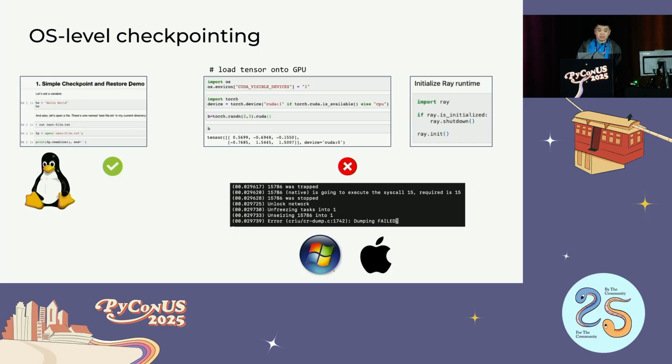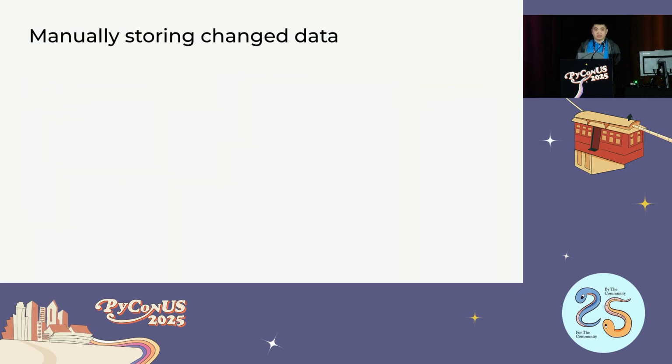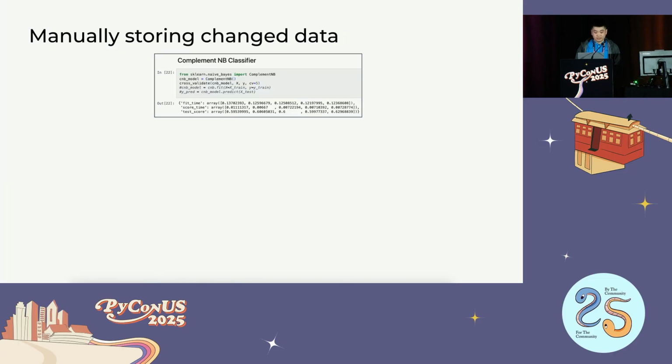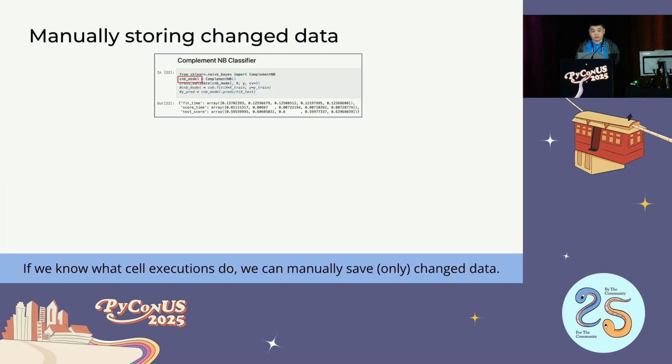So now we basically have two methods. One is pretty generalizable but not incremental. The other is incremental but very specific to workloads. So can we take some big brain approach and combine the two? It turns out that if we do know what cell executions are doing, we can just manually store only the changed data after every single cell execution.